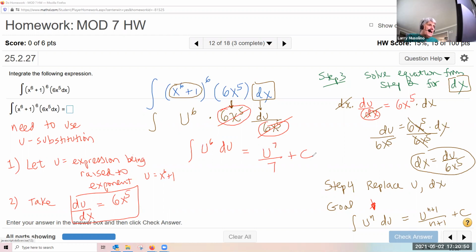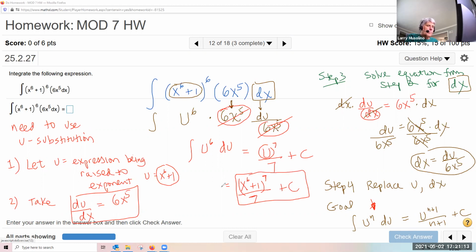But the last step is I don't want to leave my answer in terms of u. I want to leave my answer in terms of x. So now the last thing I'm going to do is replace u with its original definition, which was x to the 6 plus 1. So I'm going to write this as x to the 6 plus 1 to the 7 over 7 plus a constant. Here is the final answer.